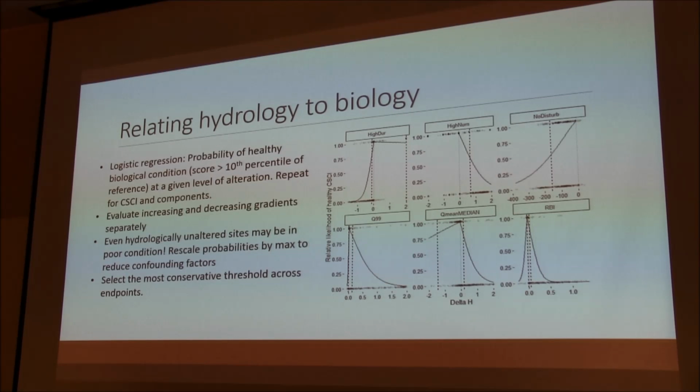We knew that you can have a lot of factors affecting biological condition independent of hydrologic alteration, and to sort of reduce some of this confounding, we looked at the frequency of degraded sites where alteration was 0, and so we scaled to that to get rid of the background level of the impact of altered hydrology on biology. Because we looked at a variety of biological endpoints, we selected the most conservative targets we could find across these 9 different endpoints.